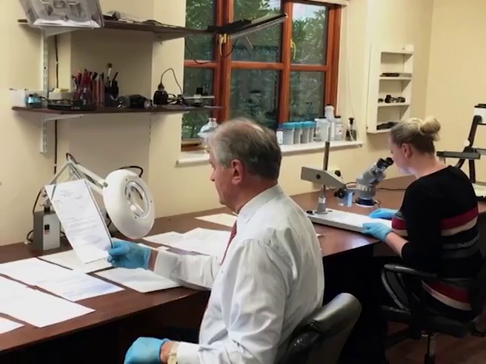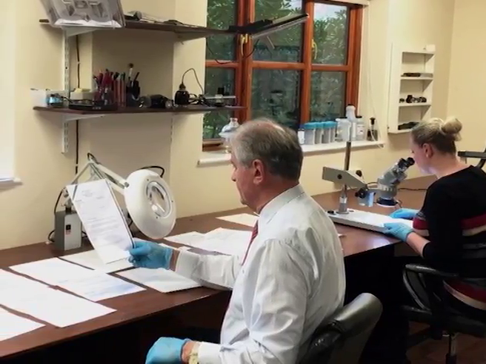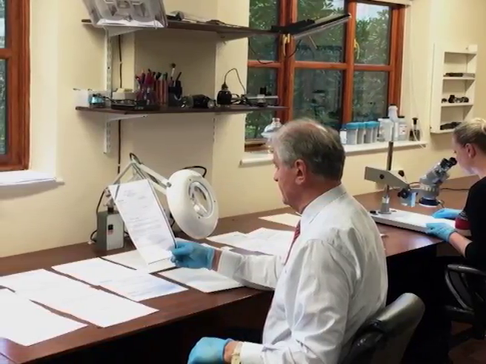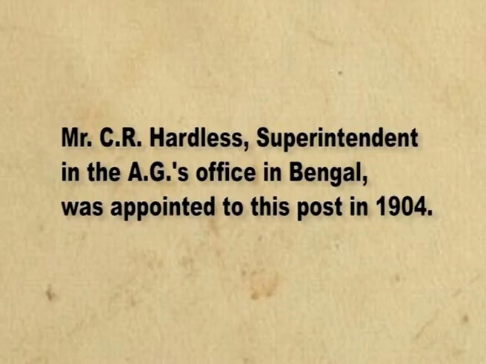It is the British government who set up the laboratory for the examination of question documents to identify handwritings on secret documents connected to freedom fighters of the Indian national movement, and therefore created the post of Government Handwriting Expert of Bengal, Mr. C.R. Hardless, Superintendent in the AG's office in Bengal. The person was first appointed in the year 1904. This is what we talk about the Indian situation.